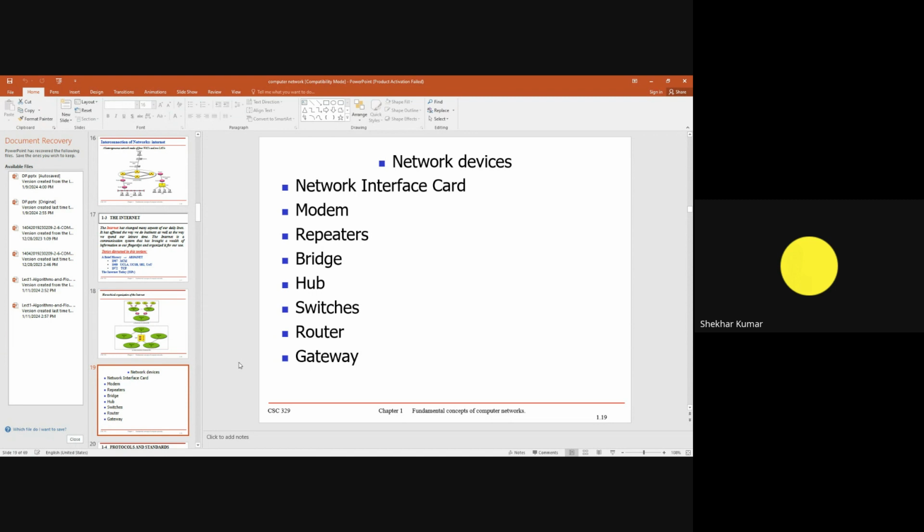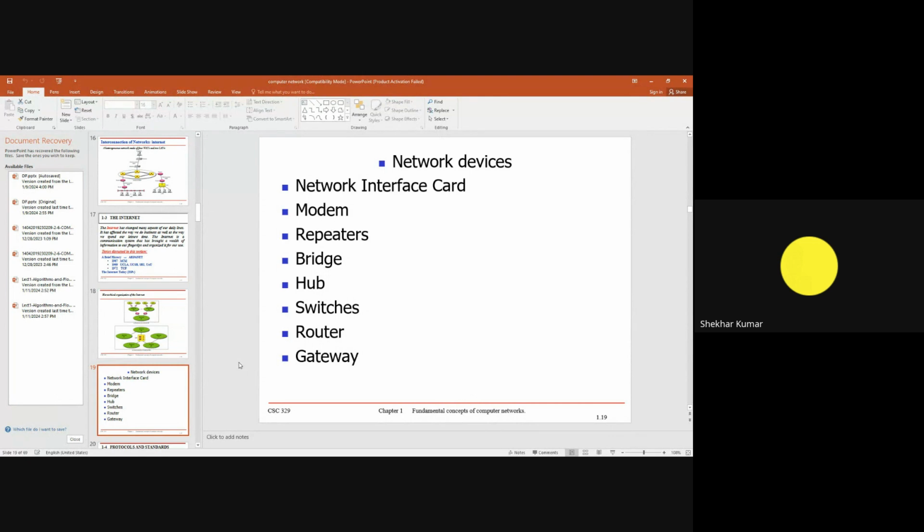Network devices are very important. They are very important for establishing a network connection, or maintaining, protecting, or enhancing that connection. We use different types of network devices. With the help of these network devices, we facilitate the data transmission. We communicate between two devices. We enable efficient and secure network connectivity.